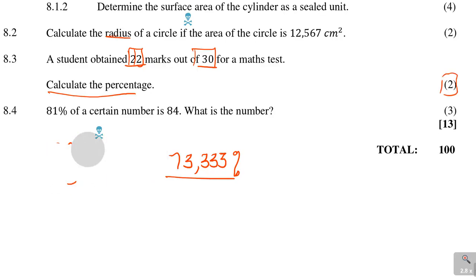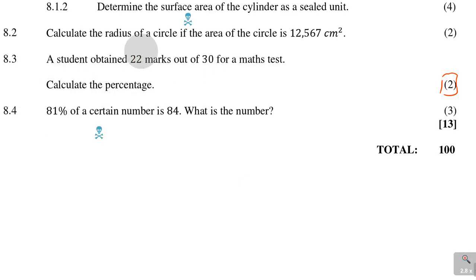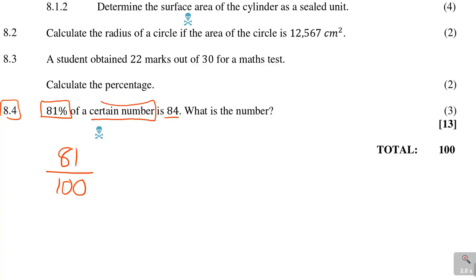Now, last but not least, the one which is the finale, the final question, 8.4, says 81% of a certain number is 84. What is the number? So when they say 81%, that statement, you write it like this: 81%. It means 81 over 100 of a certain number. Let that number be x. We don't know that number. So 81% times x is equal to 84.